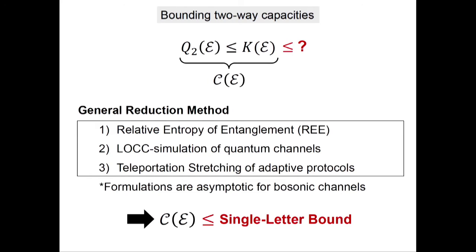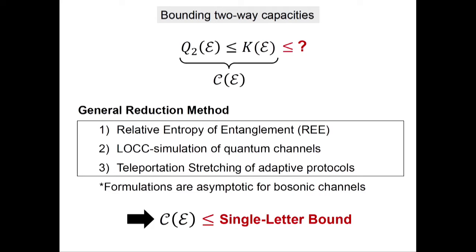So, having defined these two-way capacities, we need an upper bound to them, and this is the main part of this talk. We design a reduction strategy in order to compute this upper bound. This strategy is given by the combination of three ingredients. The first one is the notion of the relative entropy of entanglement extended from quantum states to quantum channels. The second ingredient is the LOCC simulation of the quantum channel. And the third ingredient is the teleportation stretching of the adaptive protocols.